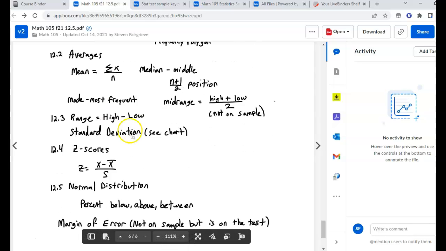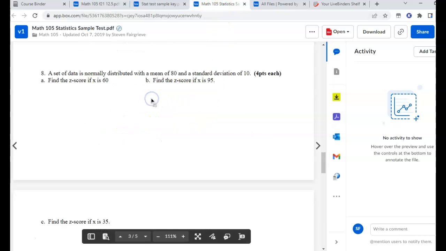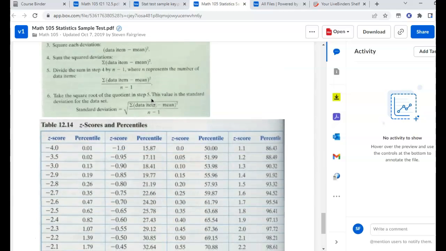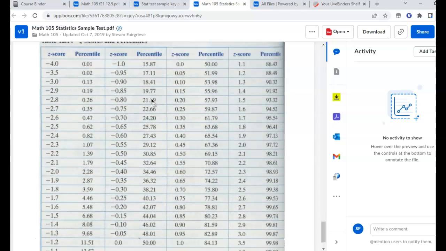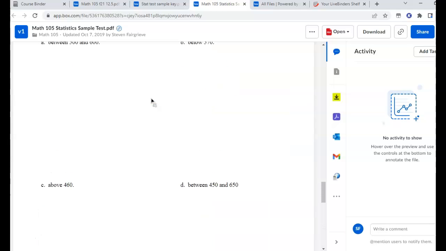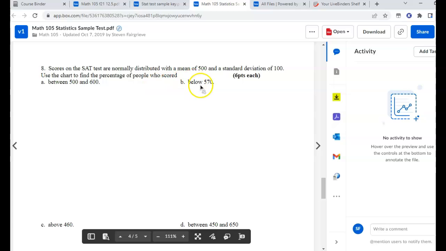The last thing we did is we looked at using the normal distribution, percent above or below or between. And you can see here on the sample test, that's the question here. And the chart, of course, that you need for the z-scores, the percentages is there. Remember, the chart always tells you the percent below that level. And so here, this example happened to be the SAT test, similar to one that we did in class. We're finding data values between different things. So here it was between 500 and 600, below 570, above 460.